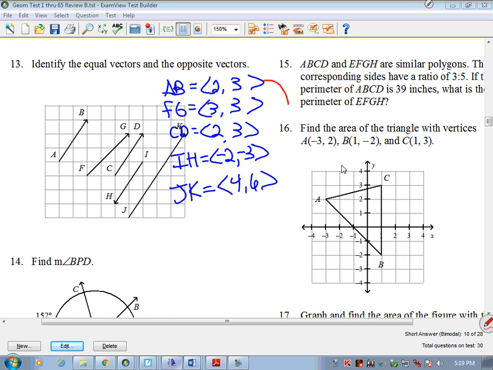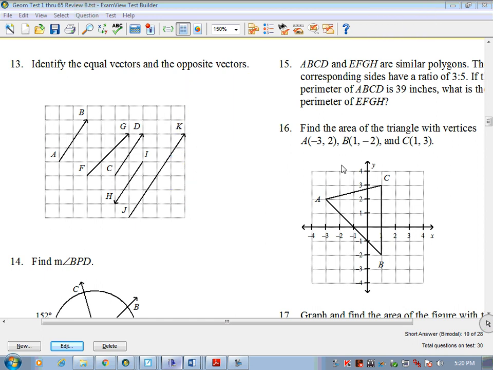Well, equal vectors are ones that are the same. And then what are the opposite vectors? Well, vectors that have opposites. Okay, 2 goes to -2, 3 goes to -3. Those are opposites. And if two things are the same, then they're opposite to the same thing. So AB and CD are equal. AB and IH are opposite. CD and IH are opposite vectors.